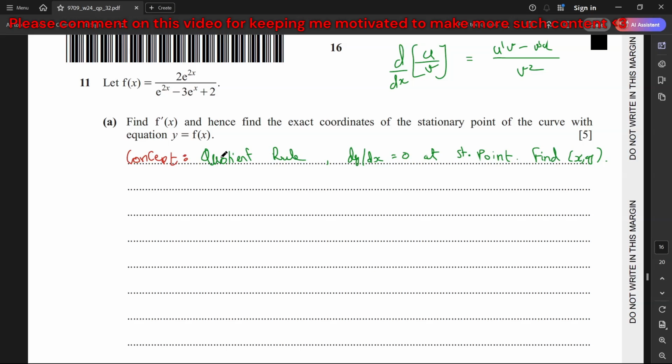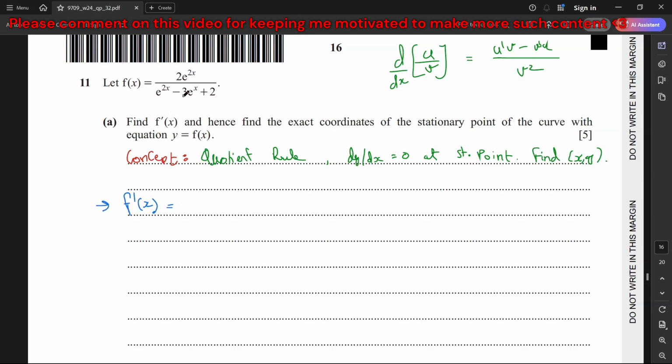The first thing you need to know is about the quotient rule because of the division of this. And the quotient rule says that if I want to divide u and v and then differentiate that, it is going to be u dash v minus v dash u over v square, where u dash is nothing but the differentiation of the first part, v dash is the differentiation of the second part, or I should say the denominator.